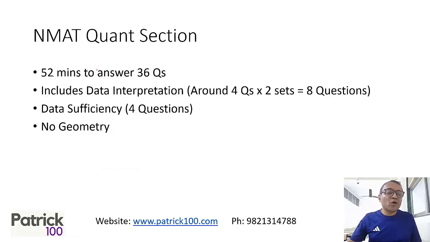If you look at the NMAT Quant section, there's 52 minutes and 36 questions, almost 1.5 minutes per question. No negative mark, so you tend to attempt all the questions. Need to go fast to complete the paper. There is data interpretation, which is 8 questions in 2 sets, and there's data sufficiency, which is 4 questions. So 12 questions of this, and the remaining 24 questions are mathematics.